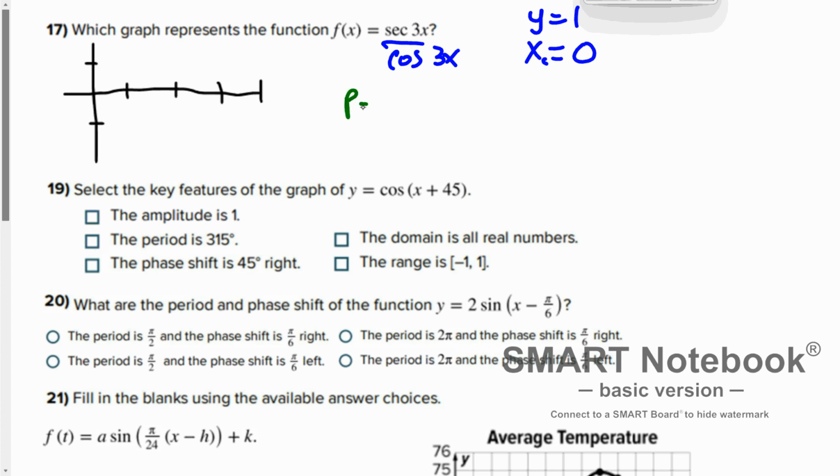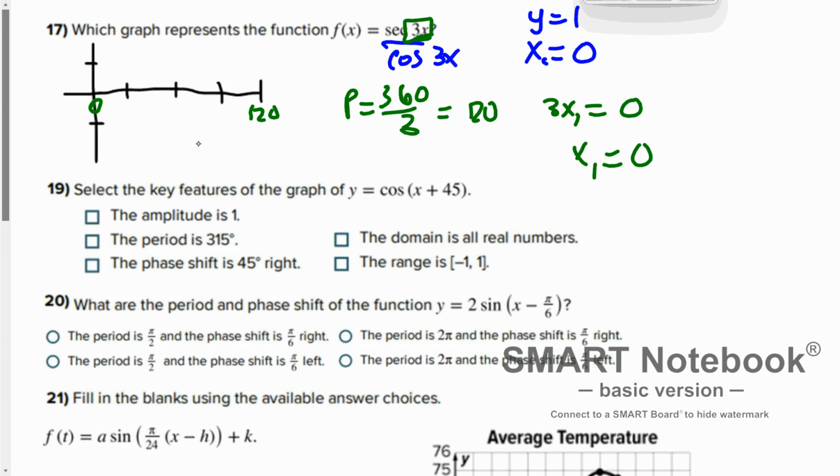Okay, so I have to find my period. For cosine, it's 2 pi divided by b, or 360 divided by b, and our b is what's being multiplied by x, so that'd be 3. So we get 120. Our period length is 120. We normally start at 0. I set what I'm taking the trig function of, 3x, equal to 0 and solve that. So my first x still starts at 0, and then I add my period length of 120, so I know I'm going to end at 120.